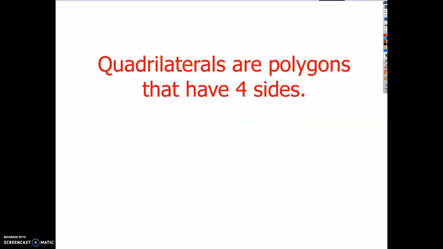So at the beginning of our lesson, it said that we're going to work on special quadrilaterals. Now, quadrilaterals are polygons, and they are polygons that have 4 sides. The word quad right here means 4. So quadrilaterals are polygons that have 4 sides.